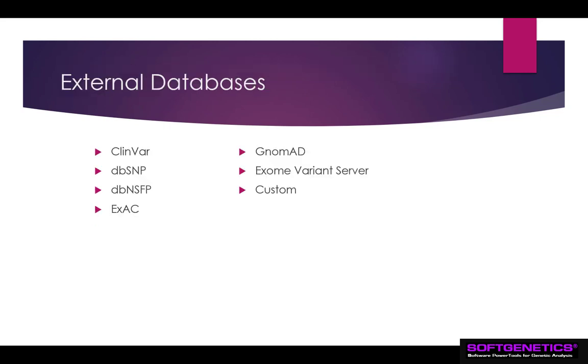The following databases are available for download and import from the SoftGenetics FTP server: ClinVar, dbSNP, dbNSFP, ExAC, gnomAD, and Exome Variant Server. You can also add additional custom databases by copying the VCF file for the database into the reference directory.